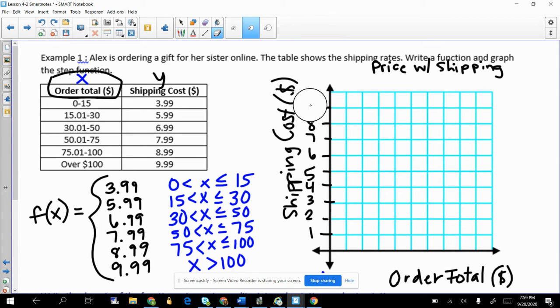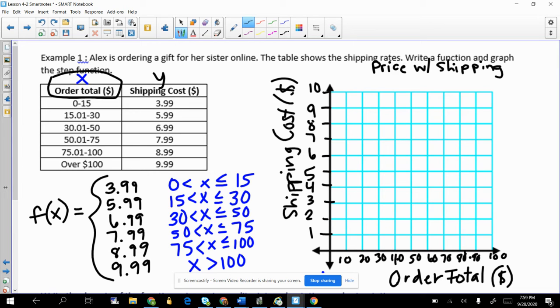Good thing I went and labeled all of them. Okay, and then the order total, remember, is anywhere from 0 to 100. So I'm just going to go 10, 20, 30, 40, 50, 60, 70, 80, 90, 100. Perfect.